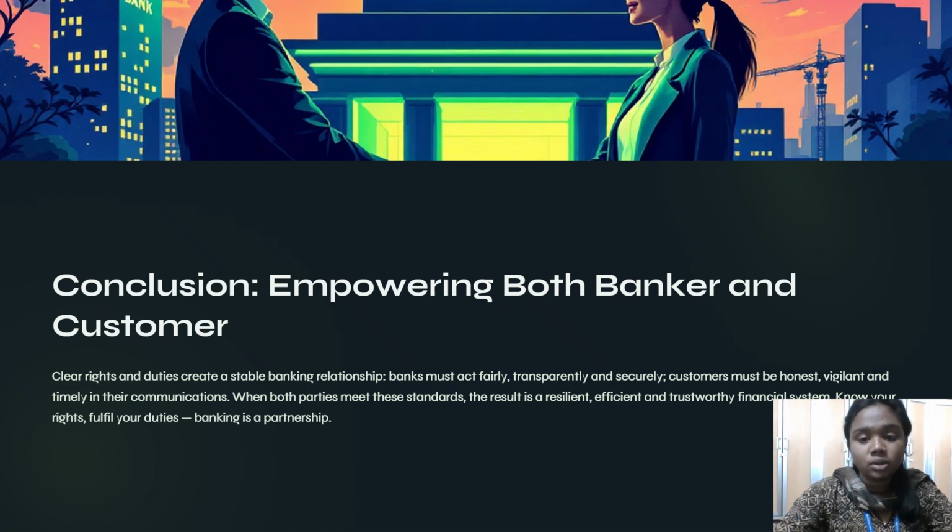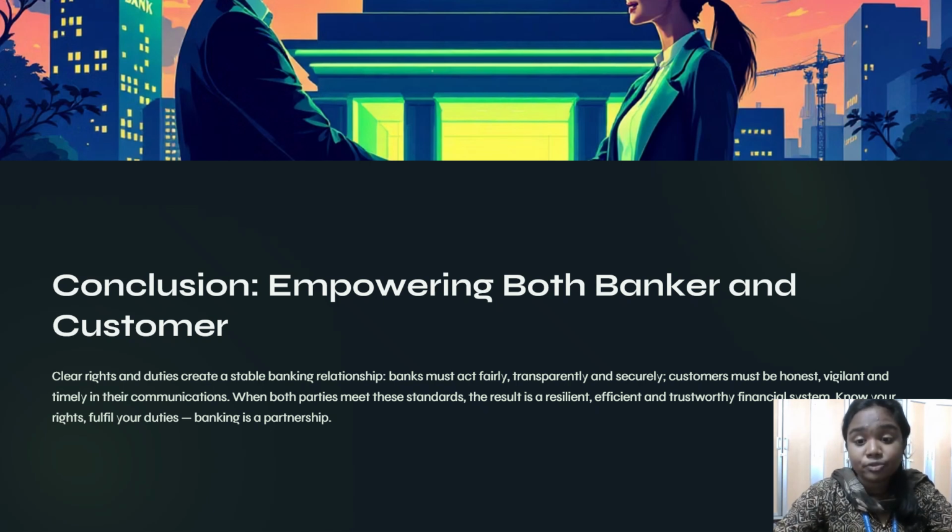Conclusion: empowering both banker and customer. Clear rights and duties create a stable banking relationship. The bank must act fairly, transparently, and securely. The customer also must be honest and timely in their communication. When both parties meet these standards, there will be good communication and a good relationship between the banker and the customer.